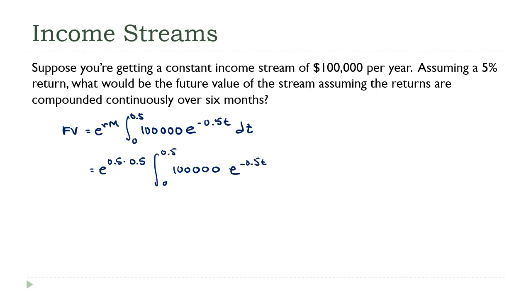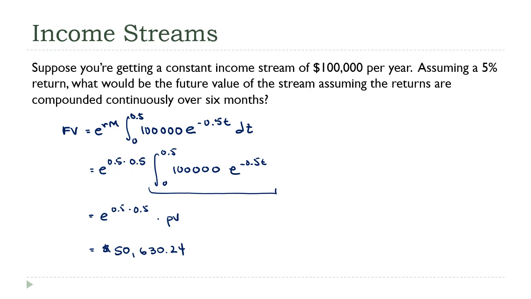Okay, well, I want to point something out at this point, right? This integral right here is the exact same integral we did on the previous slide to find the present value. So this is e to the 0.5 times 0.5 times that present value amount that we already calculated. Well, if you put that number in here and you do the calculations, this comes out to $50,630.24. Right, that's method one, using the formula.